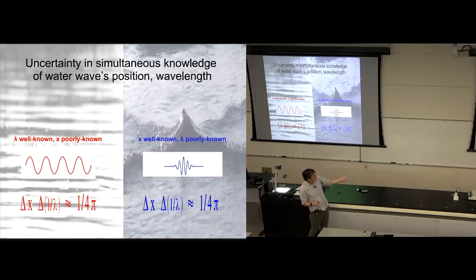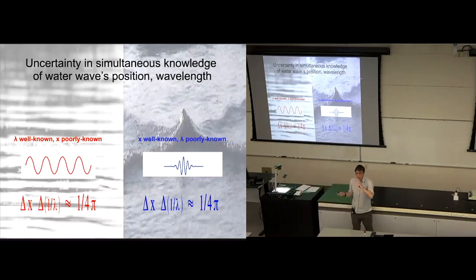Over here on the right-hand side, this is the reverse. This is my cartoon of this wave here. It's well localized in position, but it has a spread in wavelengths. Again, it obeys this same equation. This equation quantifies the seesaw. In this case the position is well defined, but the spread in the wavelengths must be poorly defined. This delta 1 over lambda is going to be big, such that the product of these two things is going to be 1 over 4 pi.